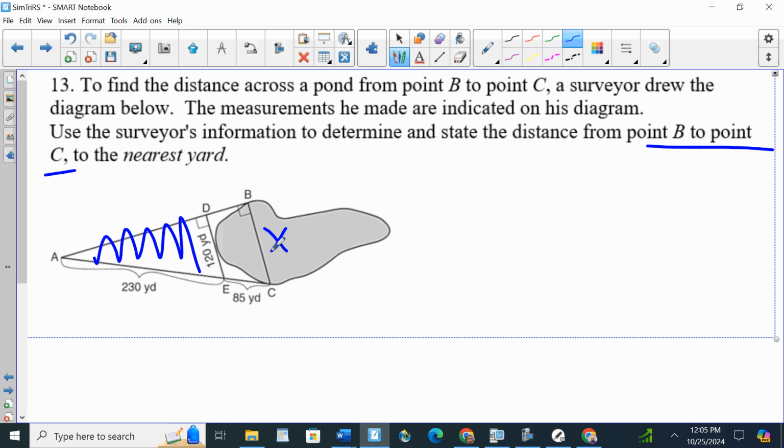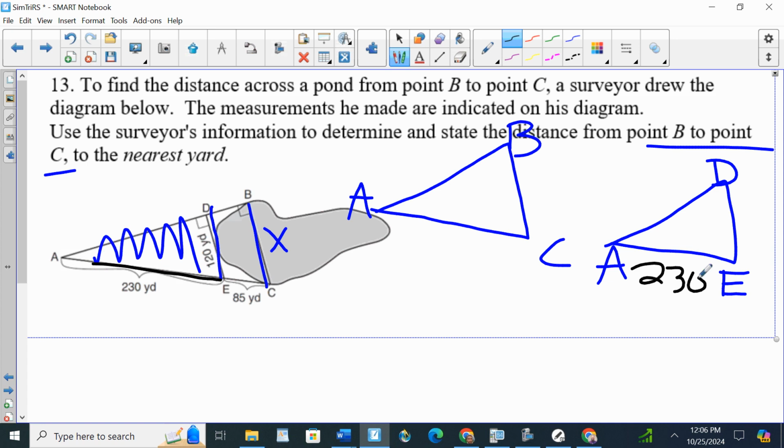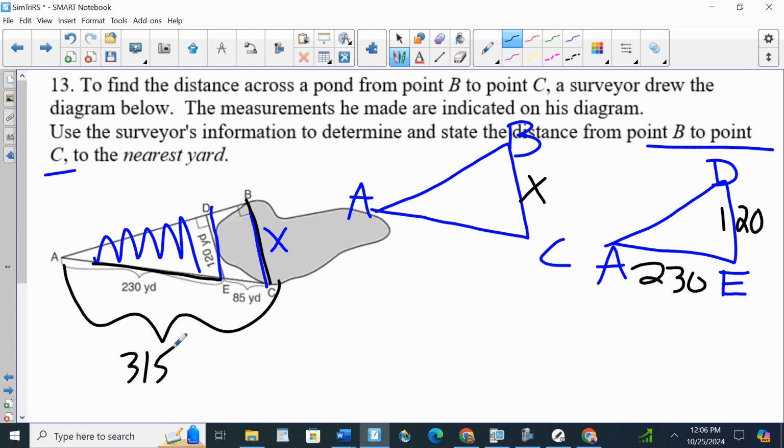Candy corn, bases separate. The bases are involved, so separate the triangles. Try and draw them as accurately as you can. This is A, B, C. This is A, D, E. And now I'm going to transfer the information into these pictures. The small one's easier. AE is 230. DE is 120. BC is X. And AC is 230 plus 85, which is 315.